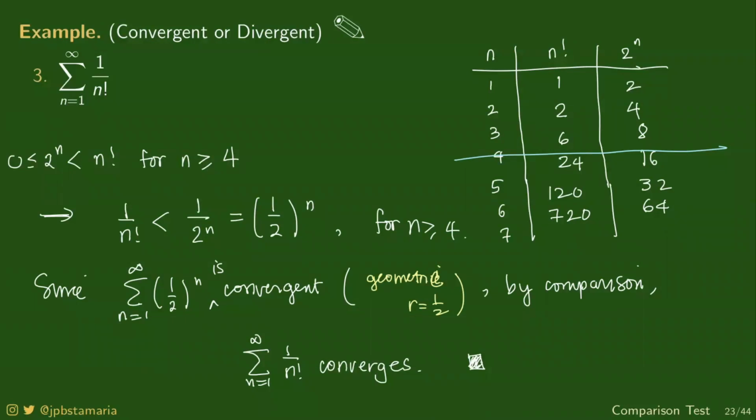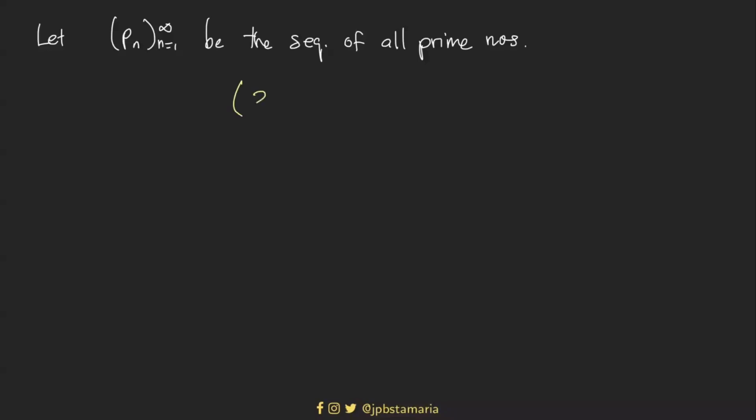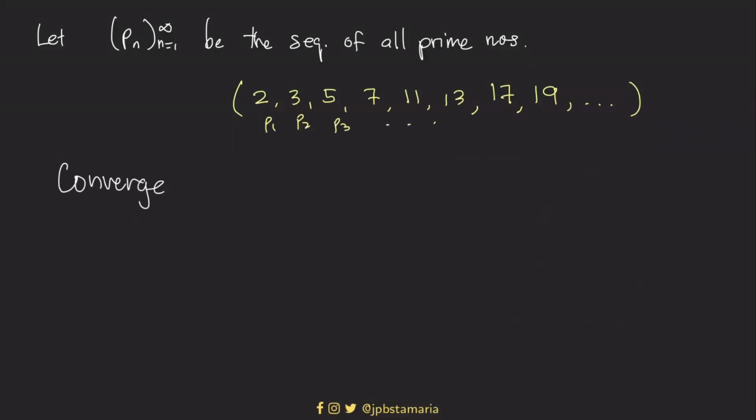Sige, may papaisip ako sa inyo. Isipin nyo sa bahay ito. Let P sub n be the sequence of prime numbers. Alam mo yung prime numbers, no? So, pag nilista mo yung sequence na ito yung lalabas: 2, 3, 5, 7, 11, what else? 13, 17 ba susunod? 19, etc. Yan siya, no? Okay, ito yung P1, P2, P3, and so on. Question, converge or diverge?